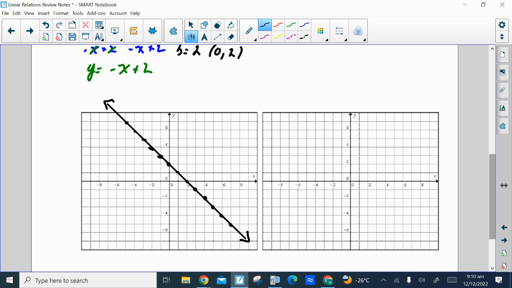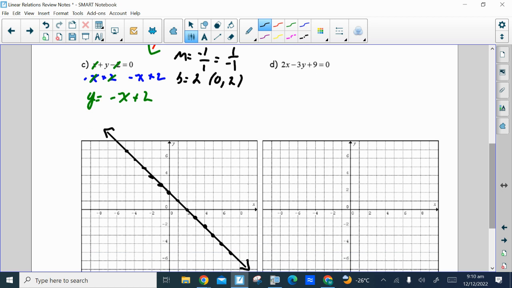Again, this slope is negative 1. And because of that, the line falls as you go left to right. That's what a negative slope does.